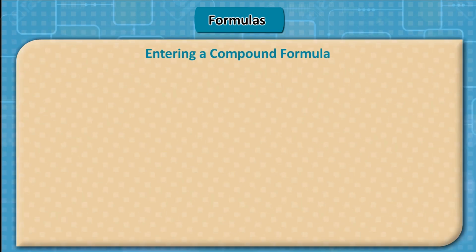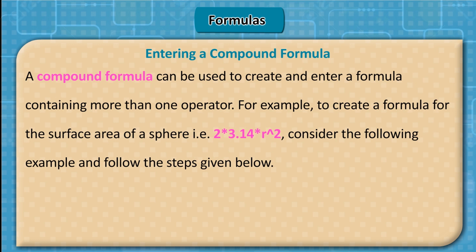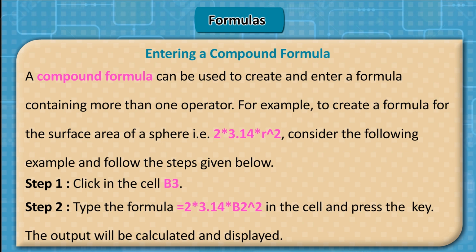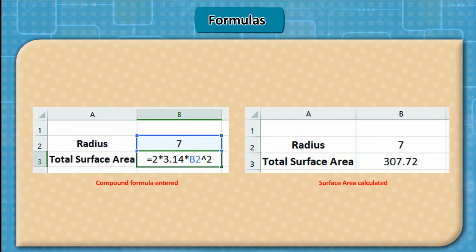Entering a compound formula. A compound formula can be used to create and enter a formula containing more than one operator. For example, to create a formula for the surface area of a sphere, consider the following example and follow the steps given below. Step 1. Click in the cell B3. Step 2. Type the formula in the cell using B2 and press the Enter key. The output will be calculated and displayed. Compound formula entered. Surface area calculated.